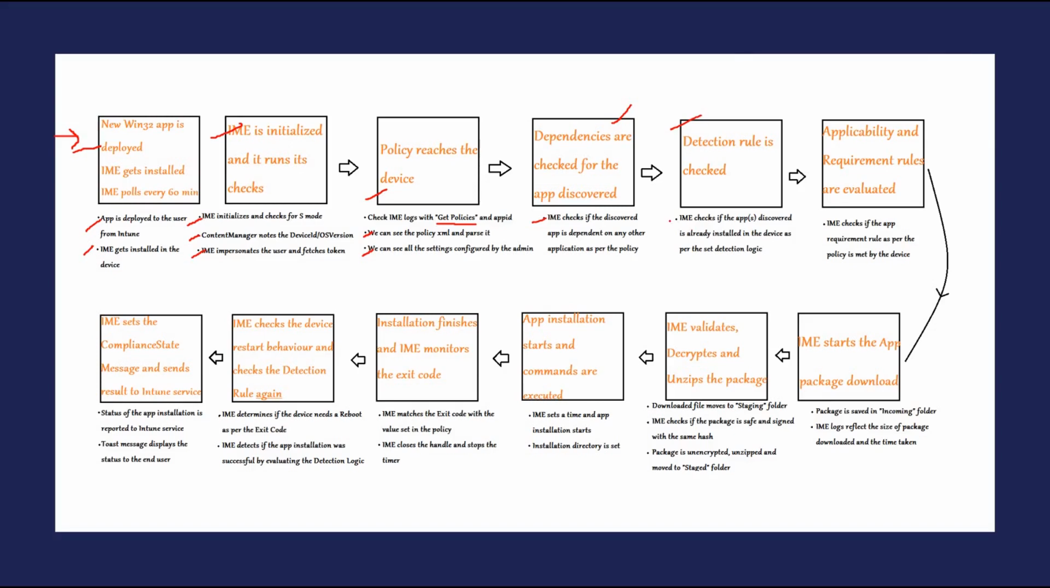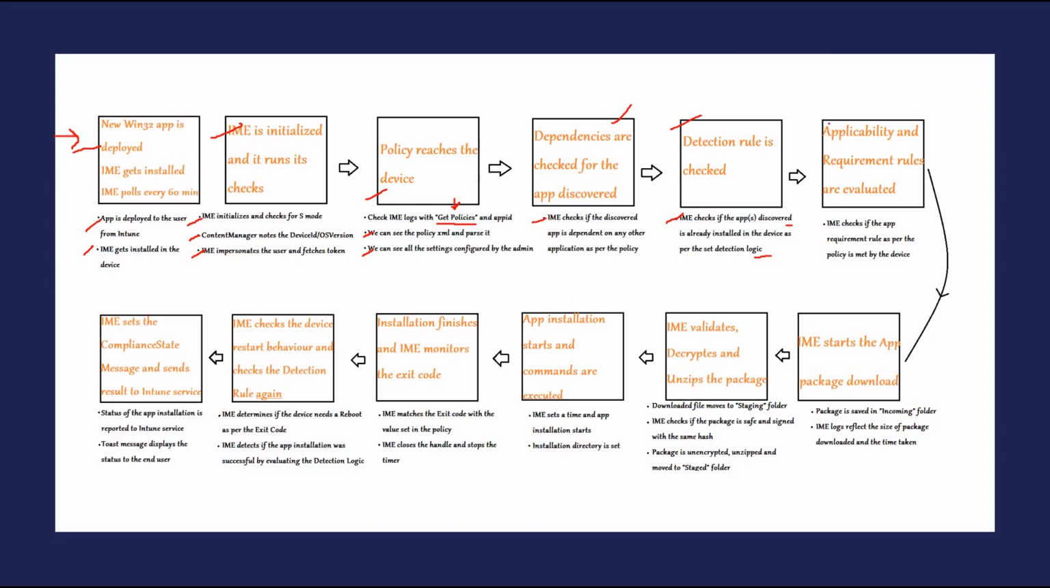So over here IME is checking the discovered apps. I could have deployed just VLC media player or could have deployed 10 applications, right? So if I deploy 10 applications, then get policies will show the name and the app ID for all those 10 applications, as well as all the relevant things that we configured at the portal. So IME now will check if the discovered app is already installed in the device as per the detection logic. And if it is already installed, well and good. Let's assume it's not installed.